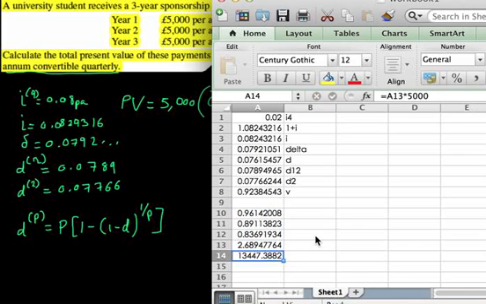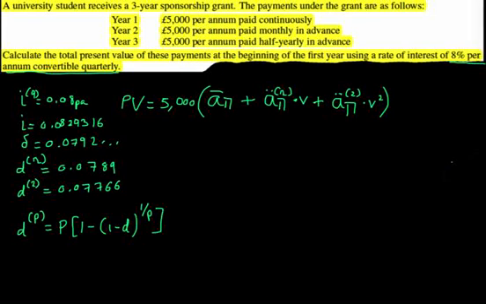And then I multiplied it all by 5,000, and that gives us the answer of 13,447.39 pounds. So I'll just write that down. May as well have that in the answer over here. So that equals 13,447.39. And there you go, that's how it's worked out.